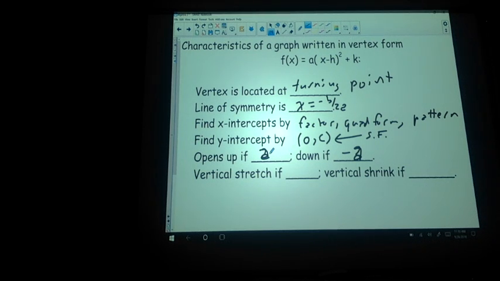And then vertical stretch if a is greater than 1. Vertical shrink if a is between 0 and 1, so it's a fraction or a decimal between 0 and 1. A lot of people think, oh, it's a vertical shrink because it's a negative number. If it's a fraction or a decimal between 0 and 1, that's where it's going to give you the shrink. That's what's going to make the graph fatter. Cool?